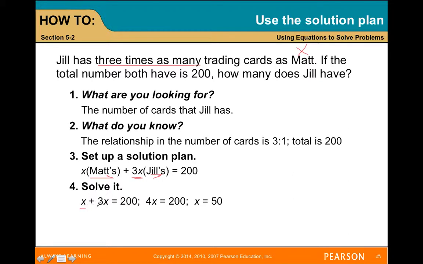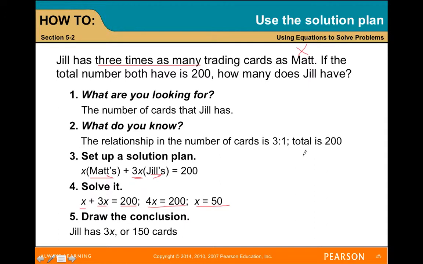x plus 3x equals 200. 4x equals 200. And then x equals 50. So now you draw the conclusion. Jill has 3x, or 150 cards.